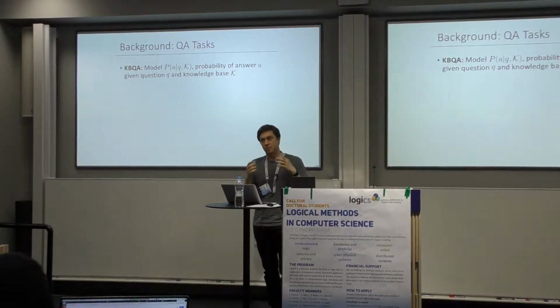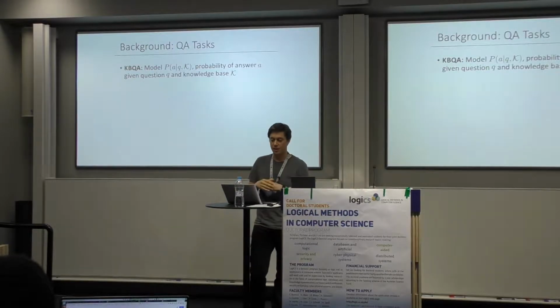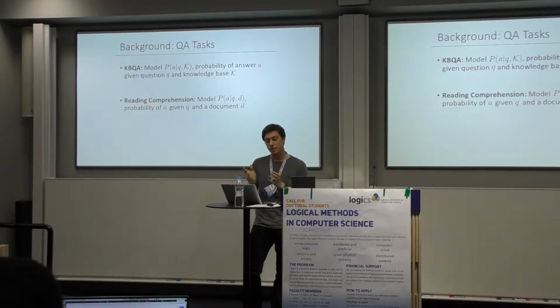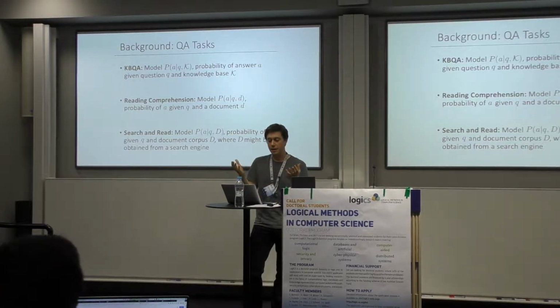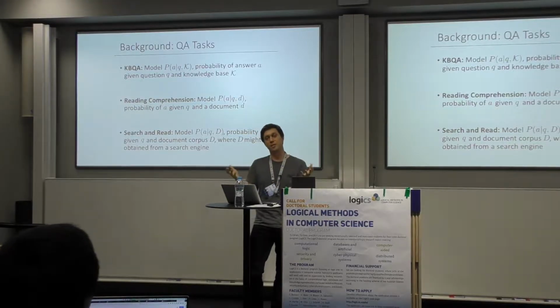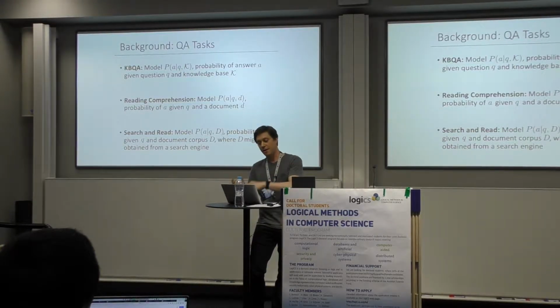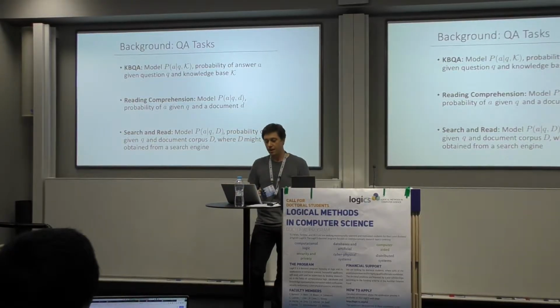So let me relate this task to previous and existing QA tasks. KBQA is where you're trying to model the probability of an answer given the question and knowledge base. Reading comprehension is where you're trying to find the answer to a question in a given document, usually a pretty short document. And then search and read, which I talked about earlier: you have a corpus of documents, and you're trying to find the answer in that corpus. It's typically done by searching and then reading, and that corpus might be all results returned by a search engine.